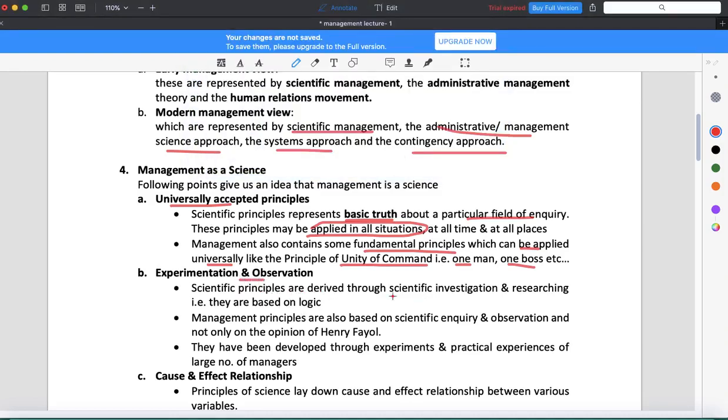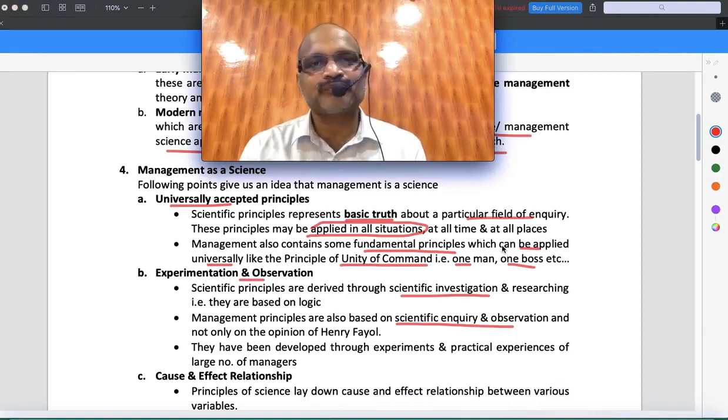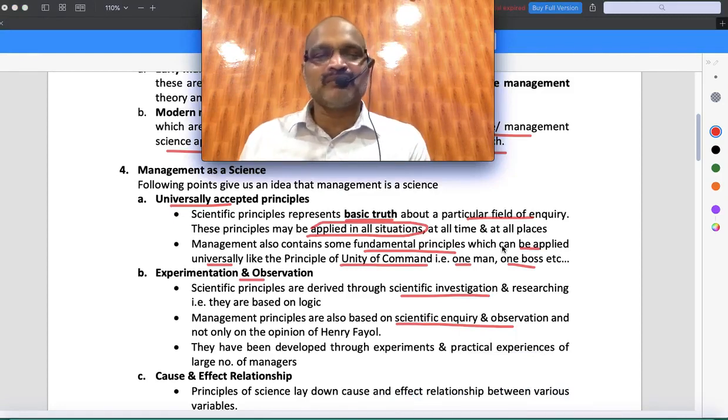Scientific principles are meant for research and scientific investigation. Management principles are also based on scientific inquiry. That means most of the scientific principles are based on experiments. If I say something is there in science, we will experiment. Management also. Suppose I have a new technique of controlling people. Let's say I can experiment now.